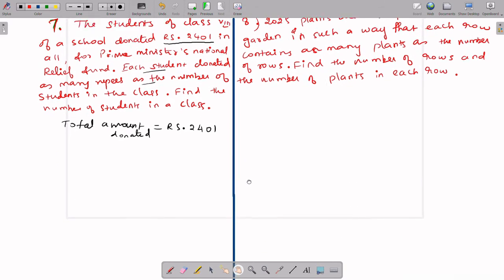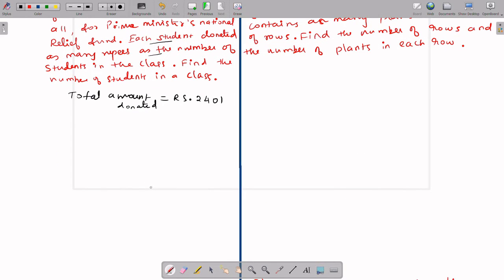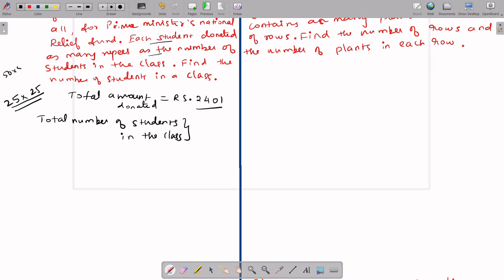Now we have to find the total number of students in the class. Suppose the question says 25 students in a class, each gives 25 rupees. 50 students in a class, each gives 50 rupees. What is the meaning of that? Suppose 25 students in a class, rupees 25 is multiplied for each student, you get this amount. Or otherwise, 50 students in the class, each gives 50 rupees, that is multiplied to get this amount.